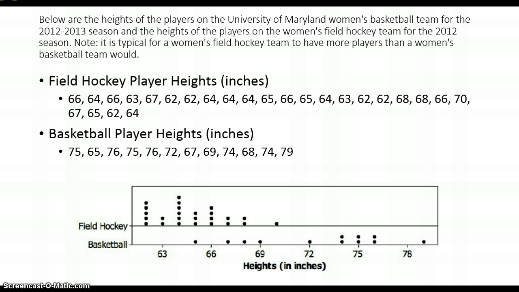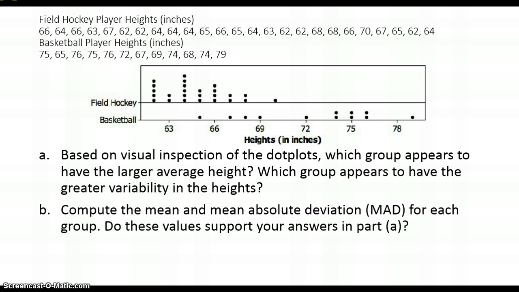Just to note, it is typical for a women's field hockey team to have a lot more players than a women's basketball team. So if you're wondering why there's so many different players on the field hockey versus basketball, that's why. I've also included a double dot plot of the heights of the women on the field hockey team and the women on the basketball team. We're going to take this data and answer a couple questions about it. Pause the video now and answer A and B.